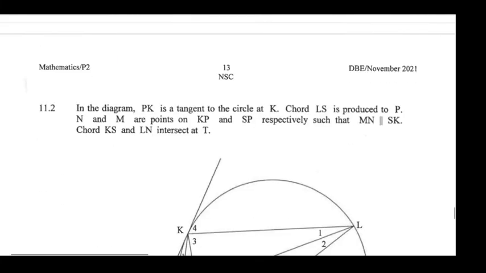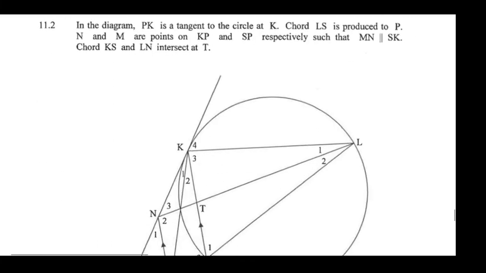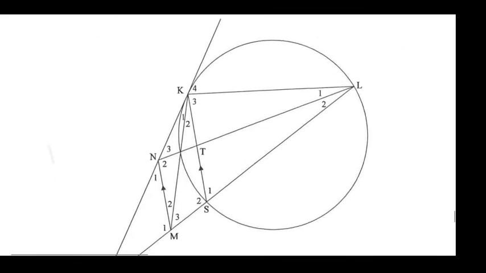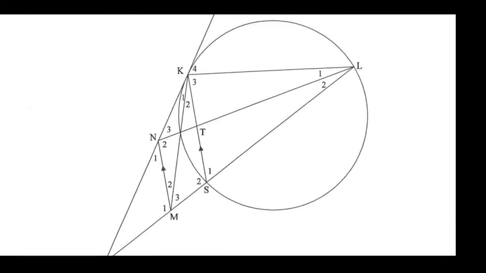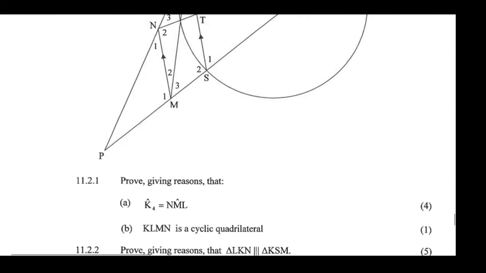So now we're going to question 11.2. In 11.2, we are given PK as the tangent to K, given chords of LS, and we are also told that MN is parallel to SK. And we're given all these chords, so make sure you underline all the critical points. As you can see, the diagram here looks really nice. So let's solve the first question.